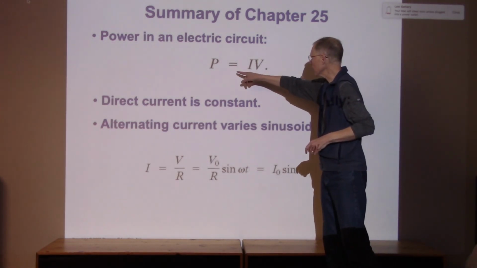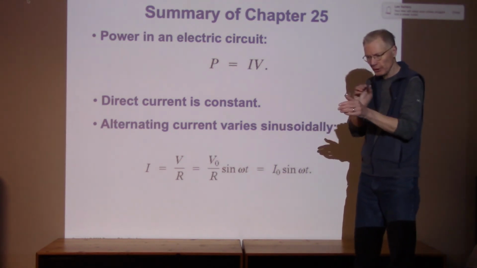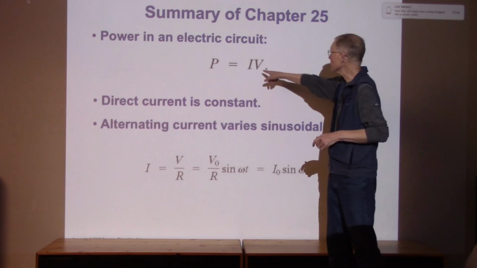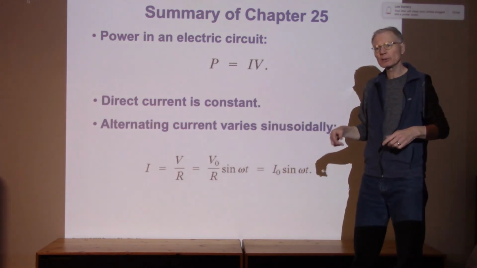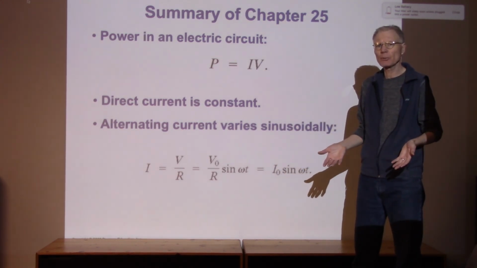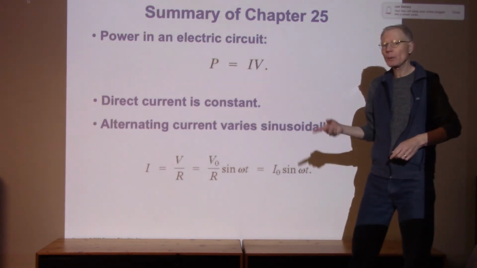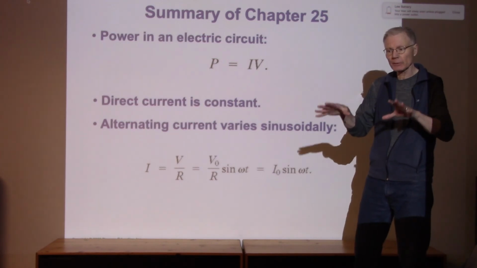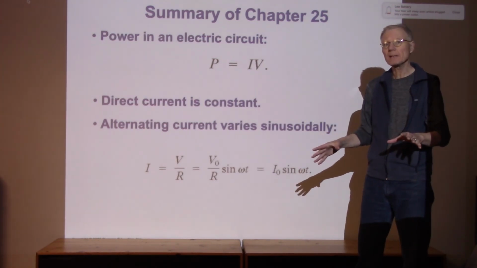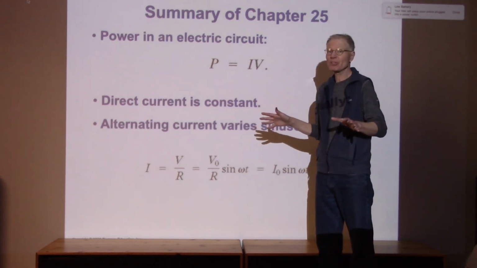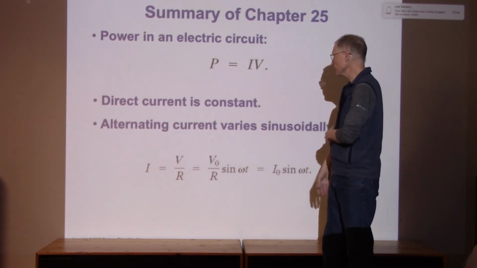If that's a battery, then that's the rate at which energy is coming out of the battery into the circuit. If it's a resistor, it's the rate at which thermal energy is being generated in the resistor. If it's a capacitor, it's the rate at which energy is either being stored or released from the capacitor. So P equals IV, that works on any individual device.